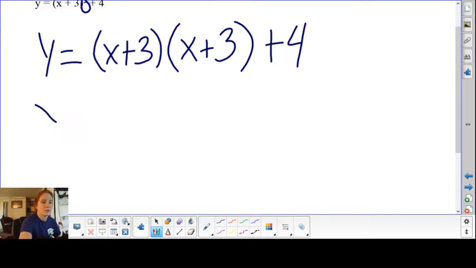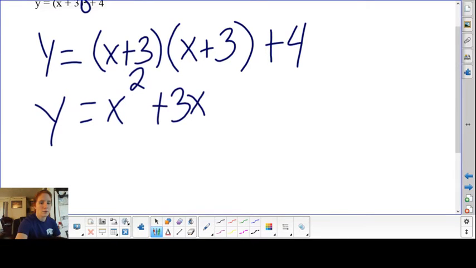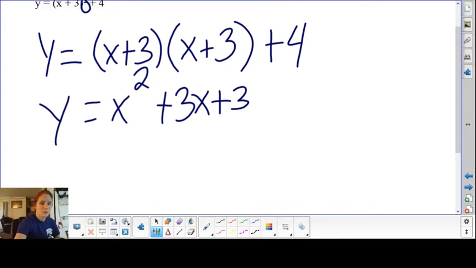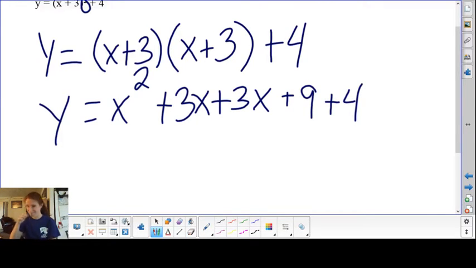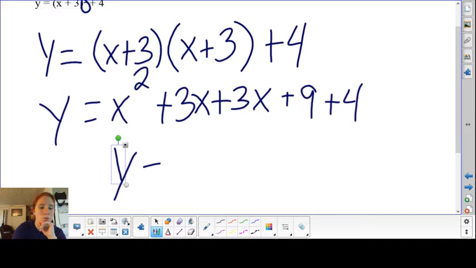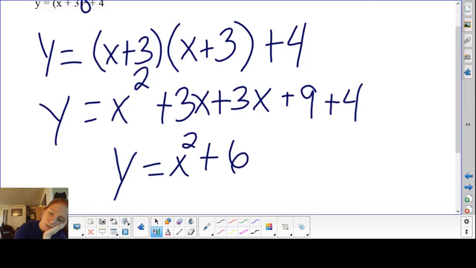So I have x squared plus 3x plus 3x plus 9. Oops, almost forgot that part. Plus 4. So that gives me y is equal to x squared plus 6x plus 13.